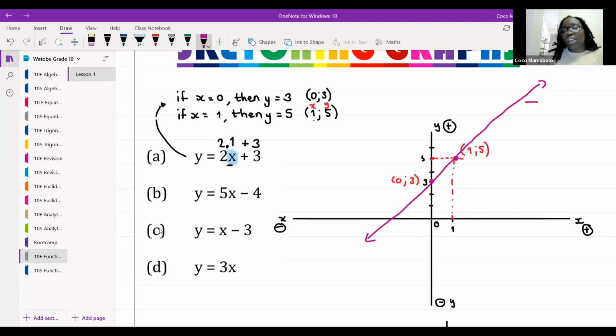And this is the graph of y is equal to 2x plus 3. Or we can even replace y with f of x is equal to 2x plus 3. Y and f of x are kind of the same thing. They both mean output. Okay, give me a thumbs up if we're understanding this part.